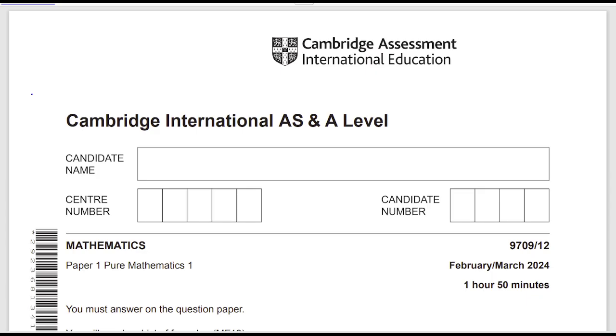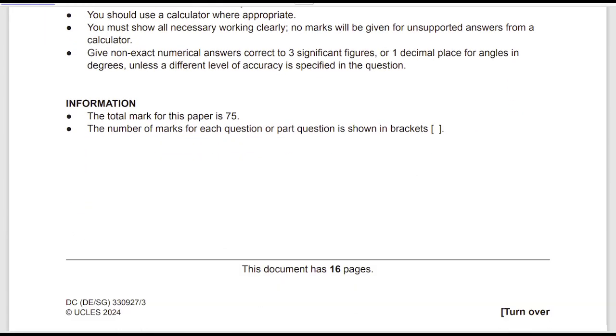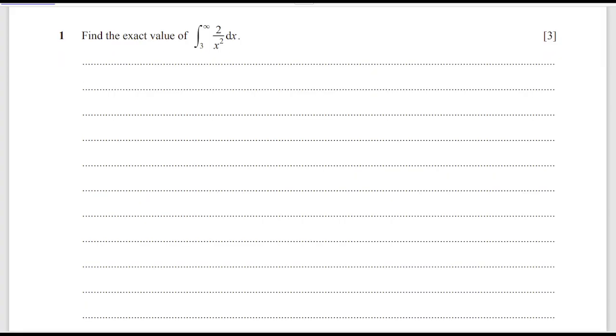In this video, we will discuss the solution of Cambridge International AS and A-Level Mathematics 9709 Paper 1-2, Feb/March 2024. Question number 1. Find the exact value of the integral from 3 to infinity of 2 over x squared dx.